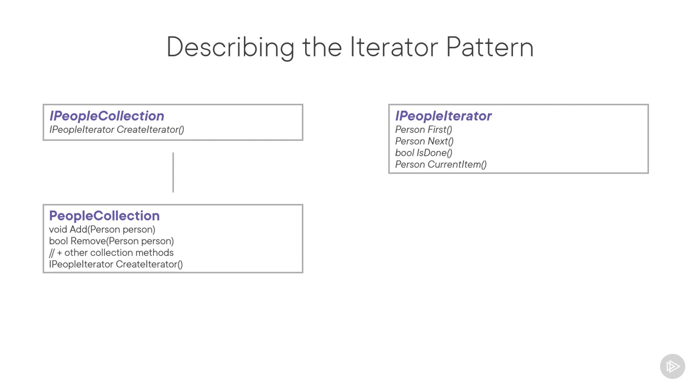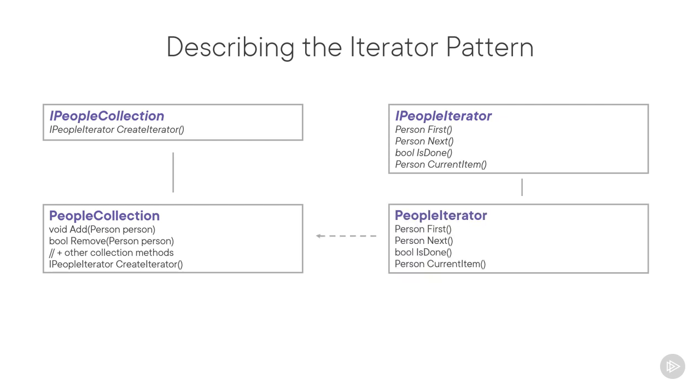Like this, we avoid having to use concrete implementations on our people collection, which means we can easily provide multiple different iterators without having to change the class. The people iterator interface contains 4 methods. First, next, is done, and current item. These are the methods required for iterating over a collection.